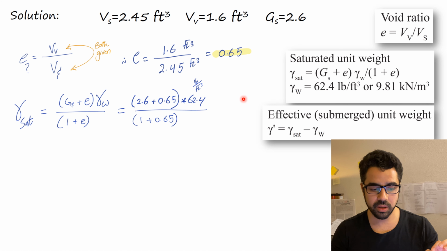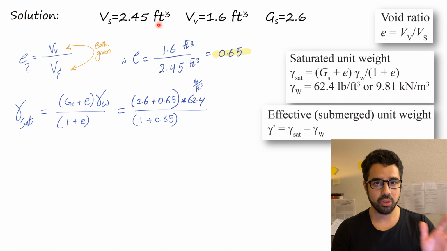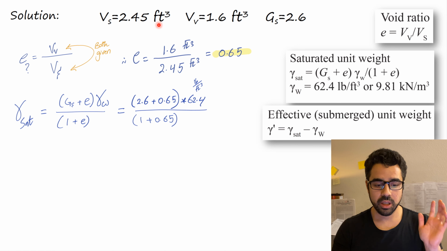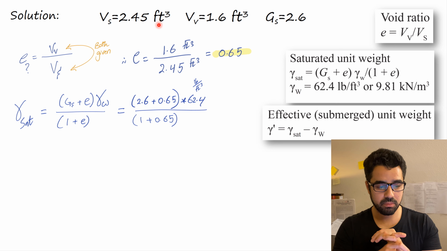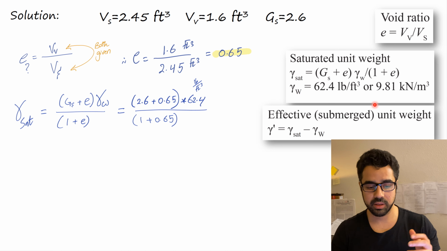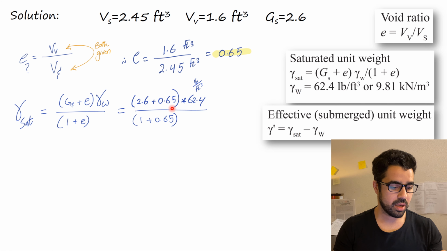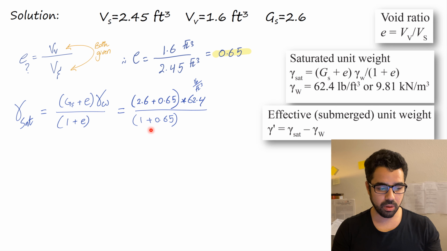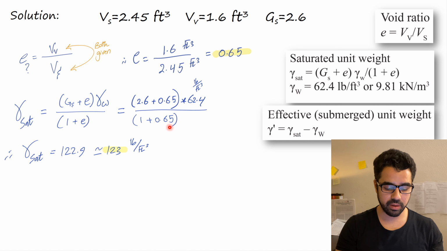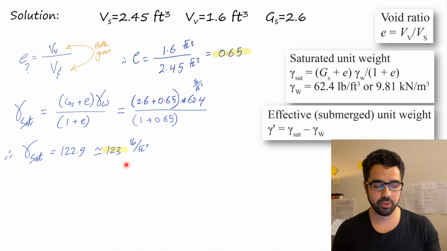Please pay attention to the units. Since everything here is in cubic feet, we use US units, or British units as they're sometimes called. Pay attention, because there's a chance they're going to give it to you in kilonewtons, the SI units. That's why we use 62.4, because everything is in US units. And then 1 plus e, 1 plus 0.65, and that's going to give us almost 123 pounds per cubic foot. So we're done with gamma saturated.